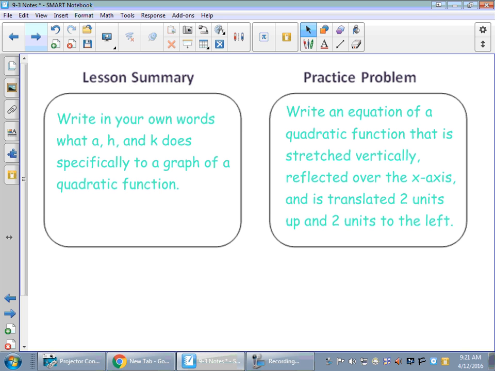So here are your 2 questions. I want you to write in your own words what a, h, and k do to the parent function. And then I want you to come up with your own equation. There's more than one answer. You're going to give me an equation of a function that would stretch vertically, that's reflected over the x-axis, and that's translated 2 units up and 2 units to the left. Good luck.